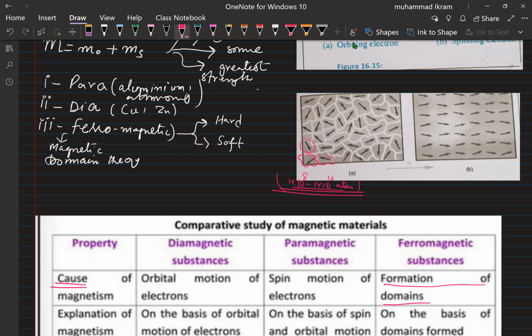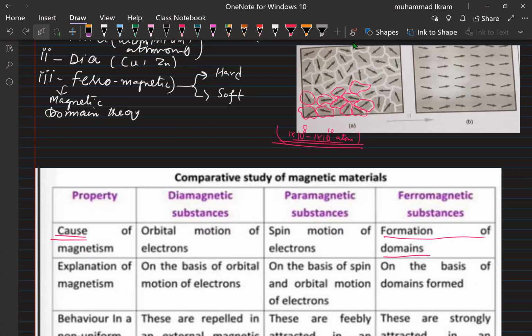So in the absence of an external field, all the magnetic domains are disoriented, right? They are randomly oriented. So when you bring a permanent magnet, all the magnetic domains align themselves in one direction and they behave as a magnet, right? And this is why they respond strongly to the external magnetic field.